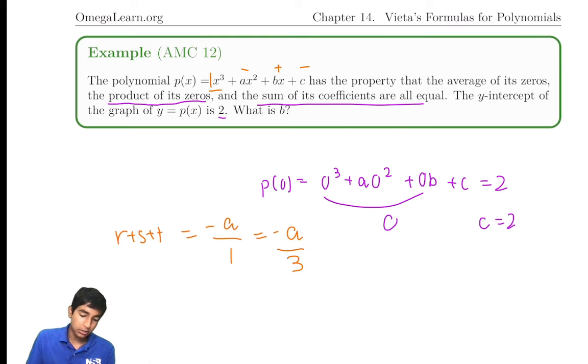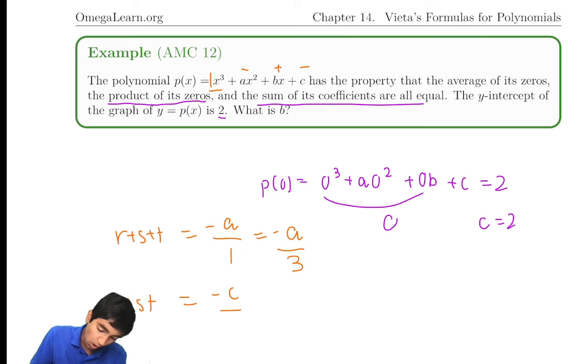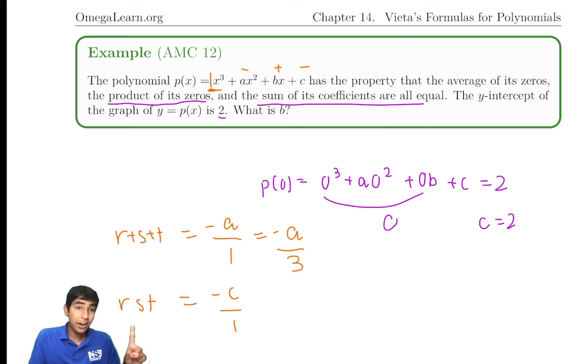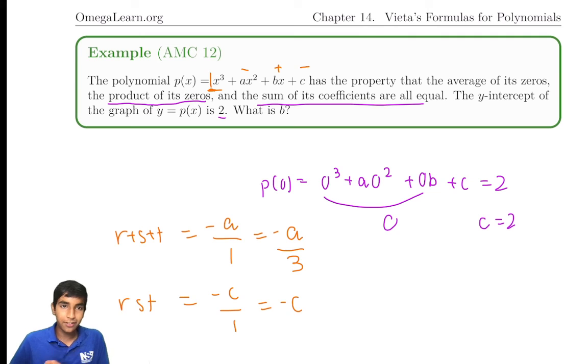What about the product? The product is negative c by the coefficient here, 1. Don't forget this coefficient, 1 here. I know it's 1 here and it doesn't really matter, but when the problem says 2, then you'll be tricked, because then it's not just negative c. So always be careful about that 1 term there. So negative c over 1, which is negative c. We know the value of c, so this is just negative 2.